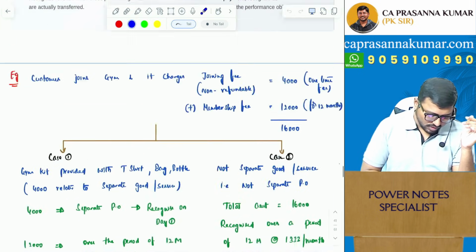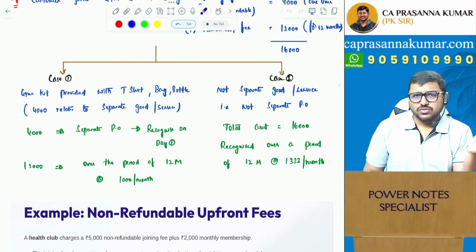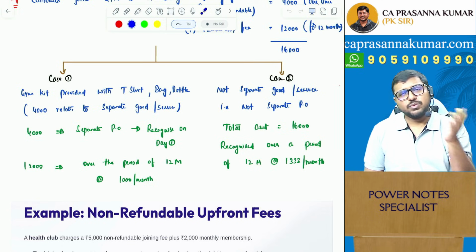Clear? What about 12,000? This service is being provided over a period of time. Therefore, transfer of control happens over a period of 12 months. Therefore, PO is satisfied over a period of 12 months. Therefore, revenue should be recognized over a period of 12 months.